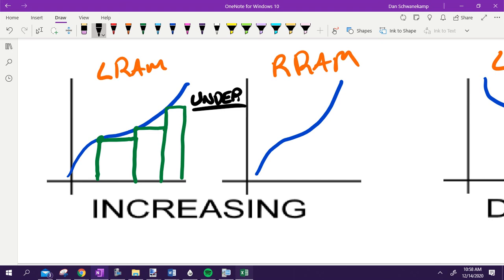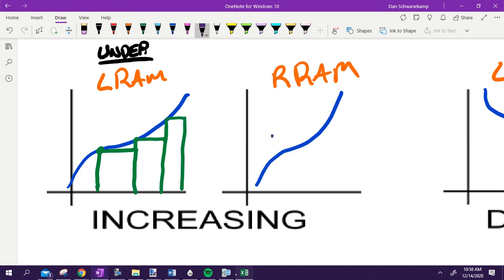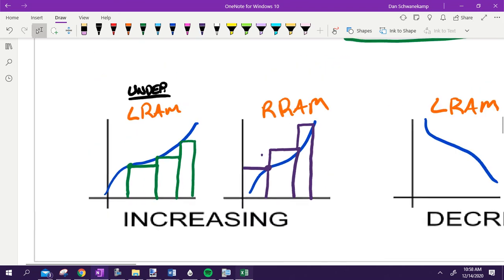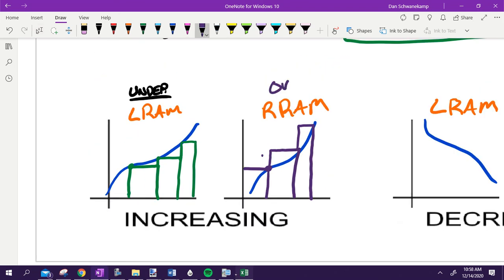Let's do RRAM. So RRAM means I'm connecting from the right. If I connect it from the right, that means I'm going to start on the right, and that's going to be the right side. Then I go over from there, so that the right side is touching the graph. If I use RRAM on an increasing graph, is it under or over? It's over. So they're different. One is under, one is over.